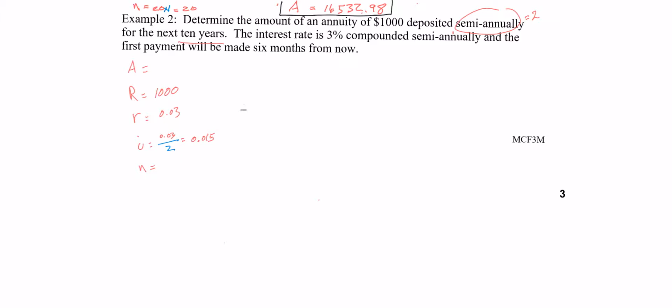n is basically this thing. It says it happens in 10 years. So we're going to take 10, and then our comp number is 2, so we're multiplying by 2. So we get 20 years. 20 compounding payments. Every time we start these problems, we'll always start by writing our equation.